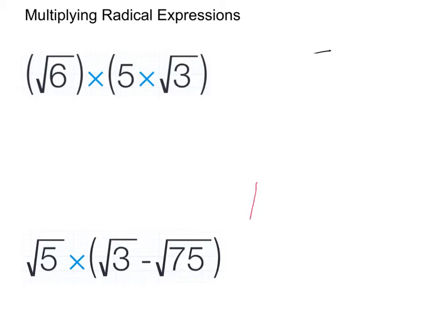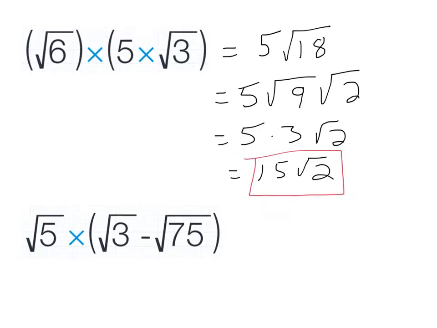And so that's my simplified answer. Square root of 2 can't be broken down any further, and that's what we have. All right, let's take a look at another example.